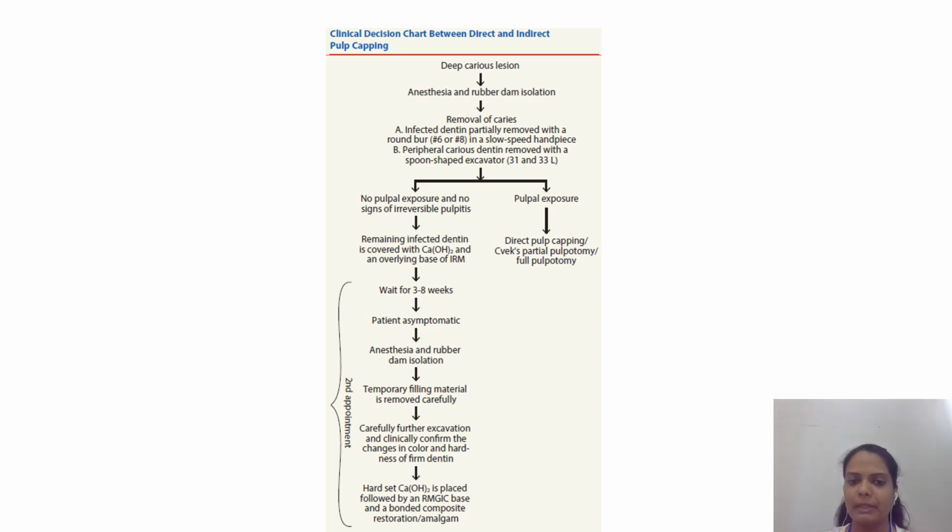Whereas if there is no pulpal exposure, the tooth can be treated by indirect pulp therapy. So here the steps in indirect pulp therapy would be to remove all the infected dentin, keep the affected dentin, and place a layer of pulp capping agent, which is normally a calcium hydroxide based material, or any bioceramic material can also be placed, and cover it with GIC. Wait for 3 to 8 weeks. After which the patient is recalled and the cavity is isolated and the temporary material is removed, and further examination and excavation is done, and if everything seems well, we can give a permanent restoration.